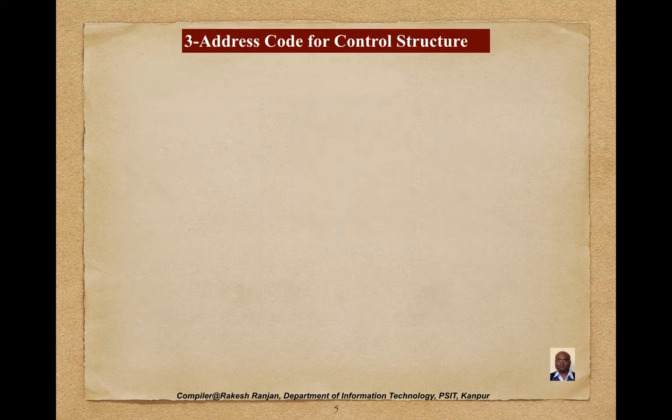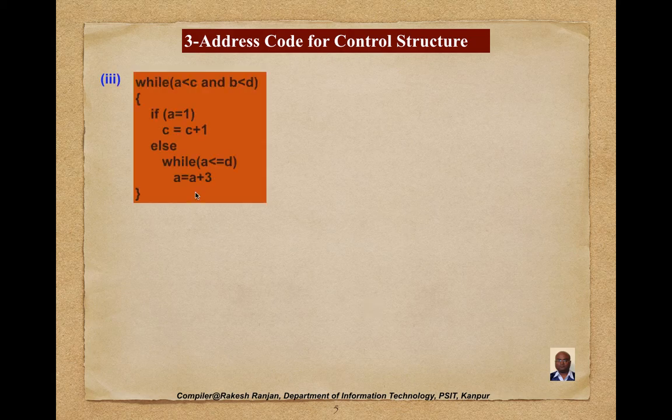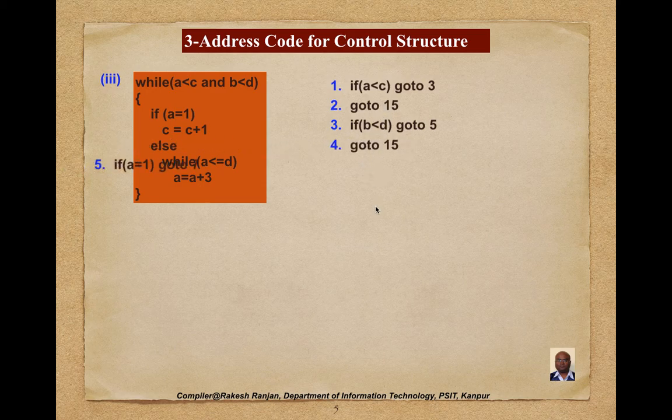Next we have three address code for the control structure for the while loop. In the while loop we have an AND operation, so a Boolean operation is here. I can write like this: if a is less than c, then go to 3. If the condition is true, we go to 3, and then if b is less than d, then go to 5. It means that both the conditions are true. Otherwise go to 15. In both cases, if one of the conditions is false, then you will go out of the loop. So if a equal to 1, now this line number 5 is implementing the body of the while loop.